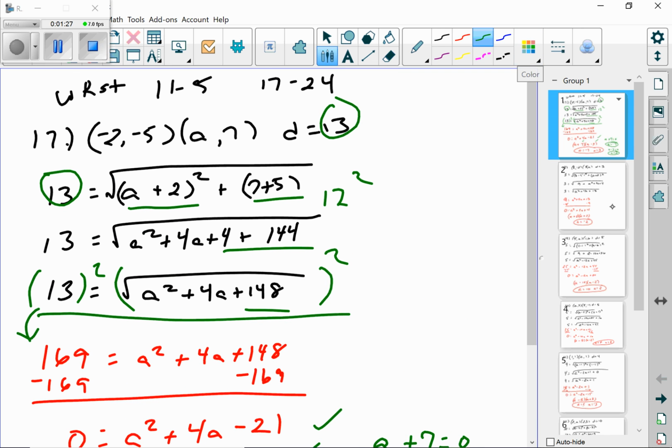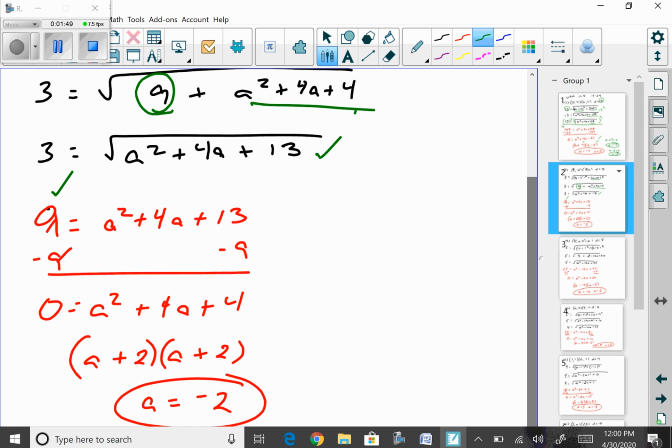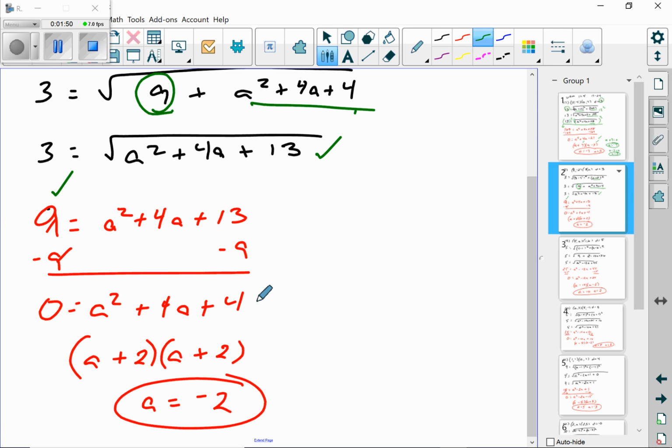Number 17. Number 18, I'll go a little faster here. Distance is 3. 8 minus 5 is 3. 3 squared is 9. A minus negative 2 makes a plus 2 squared, which is a squared plus 4a plus 4. Combine the 9 and 4 to get the 13. Square both sides to get 9 here and no radical sign. Subtract 9. We get 4. That factors into a plus 2, a plus 2.